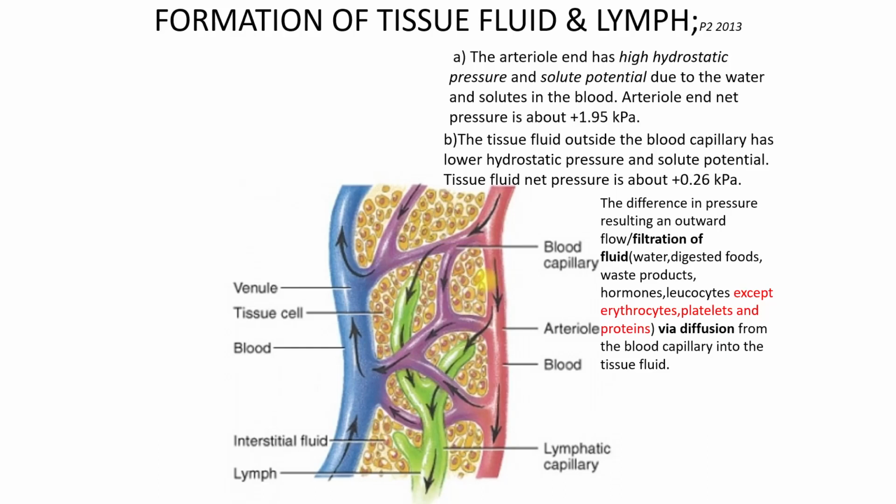Now what are the contents of this fluid that is being filtered from the arterial end? This fluid consists of water, digested foods, waste products, hormones, and leukocytes. When we talk about leukocytes, all the other leukocytes are included except erythrocytes and platelets. As well as some proteins.